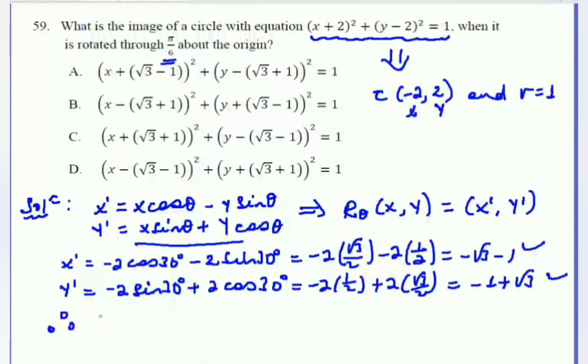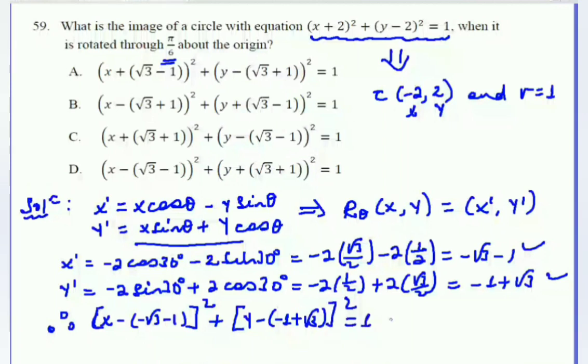Therefore, the equation of the circle after the rotation is x minus radical 3 minus 1, the whole square, plus y minus 1 plus radical 3, the whole square, is equal to 1. Or you can also write it this way: x plus radical 3 plus 1, the whole square, plus y plus 1 minus radical 3, the whole square, is equal to 1.